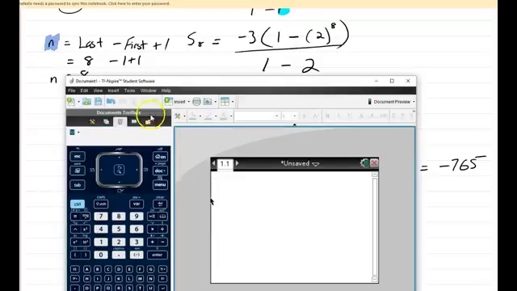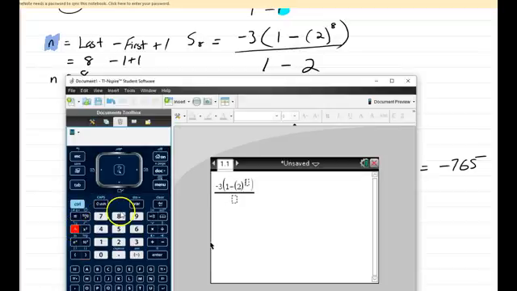So if you were working on a calculator, what I would do is I would start with the fraction, and then I would make my calculator look like my paper. So 1 minus 2 to the power of 8. And so notice here that my 8 is inside the parentheses. And then on the bottom, 1 minus 2. So now my calculator looks exactly like what I plugged into my formula, and we get -765.